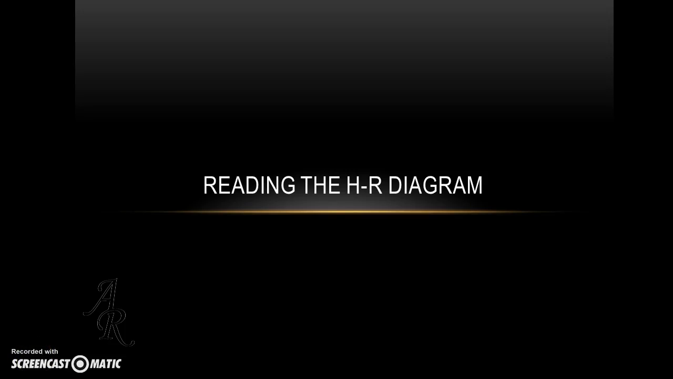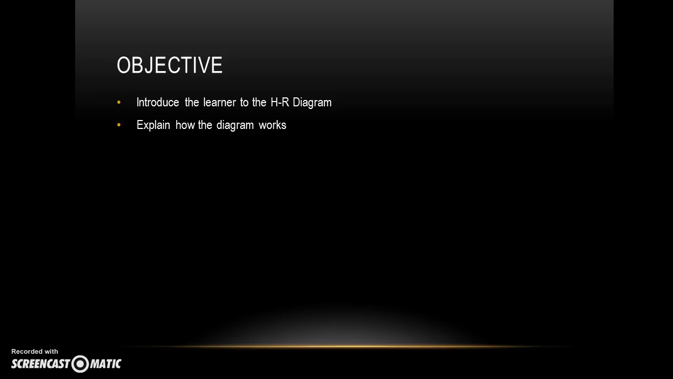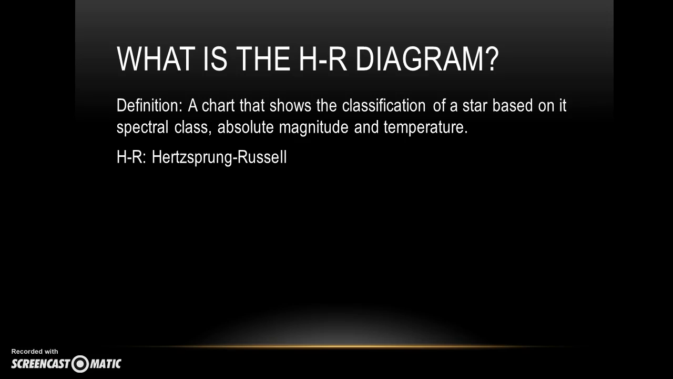Today's lesson is over reading the HR diagram. The objective of the lesson is to introduce the learner to the HR diagram and explain how the diagram works. HR stands for Hertzsprung-Russell, and the diagram is a chart that shows the classification of a star based on the spectral class, absolute magnitude, and temperature. It also looks at the mass and the luminosity.